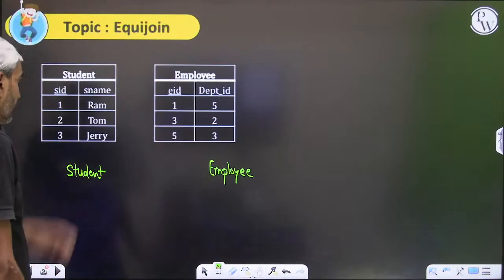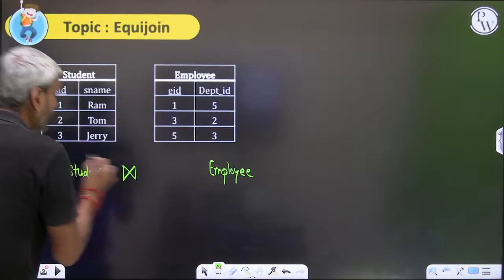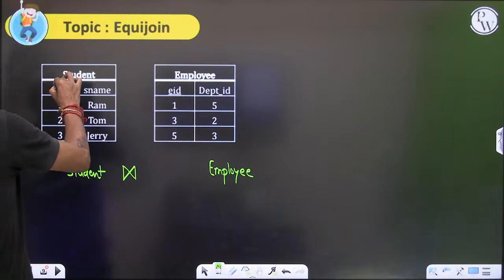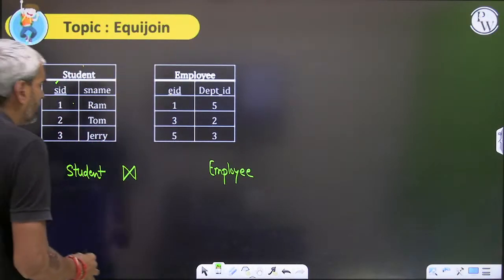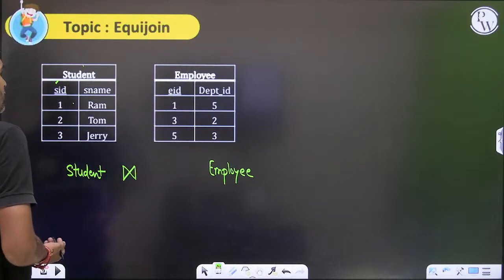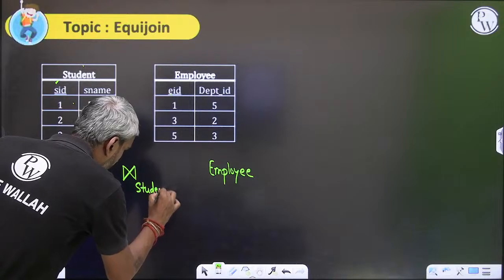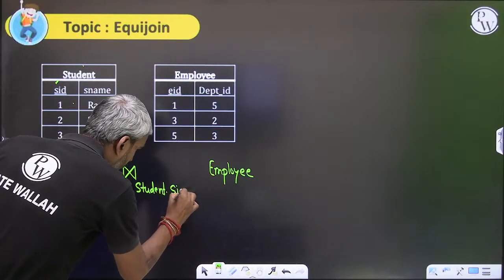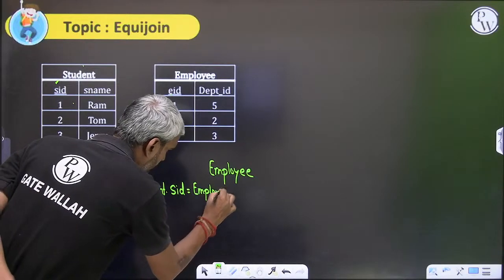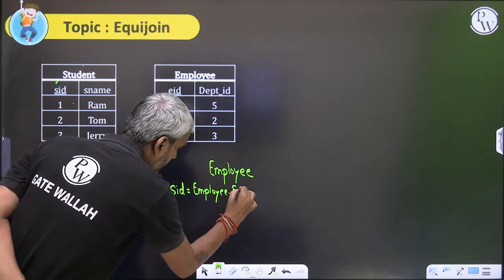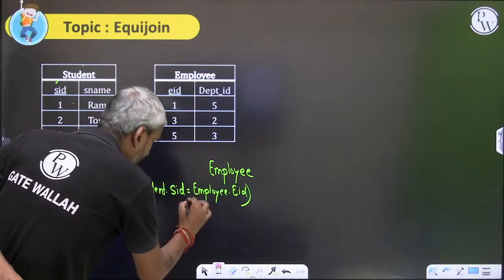So let's assume a student table is joined with the employee table based on the condition that SID in the student table should be same as EID in the employee table. So I can do so. The student.SID must be equals to employee.EID. Clear? Now, sir, because of equality, it is equi-join.